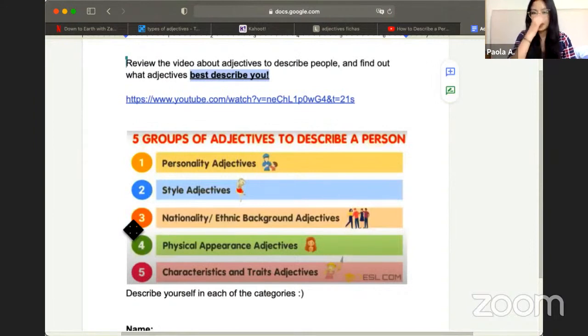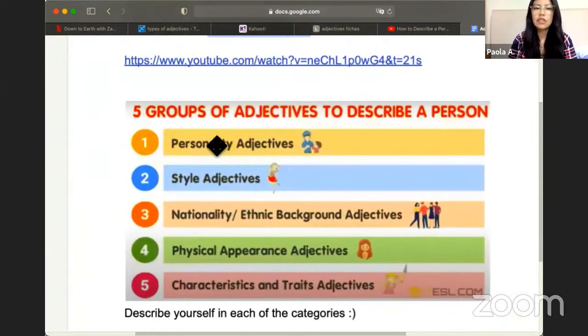categories. The first one is going to talk about personality adjectives, anything related with a personality. The second one, style. The third one, nationality and ethnical background. The fourth one, physical appearance. And the fifth one, characteristics and traits adjectives.